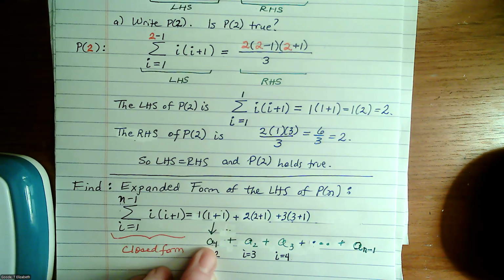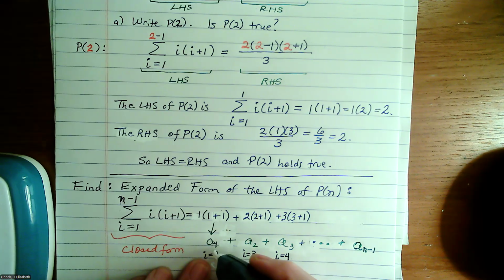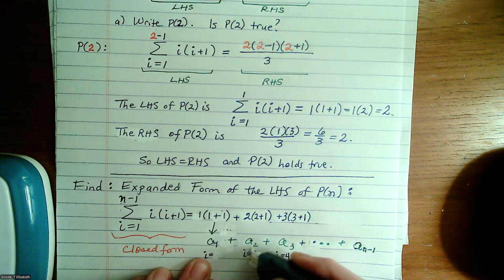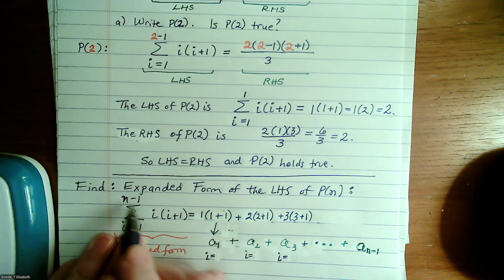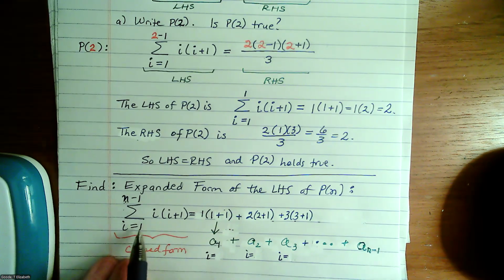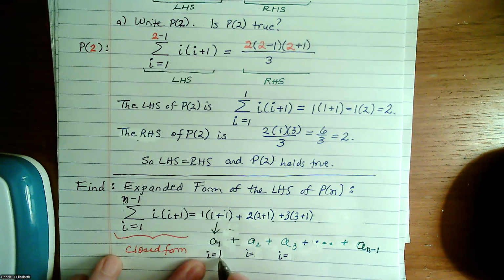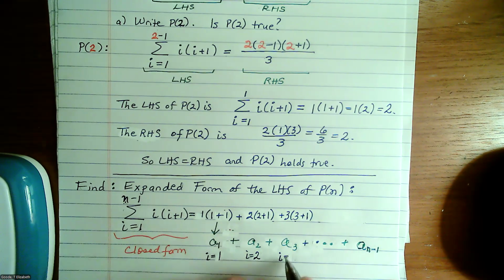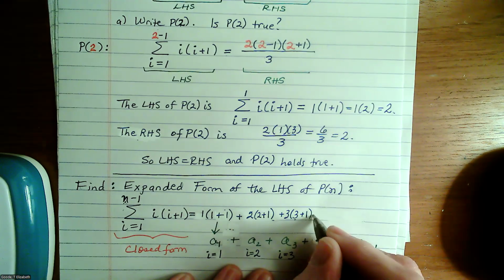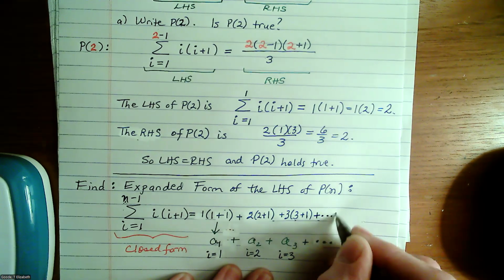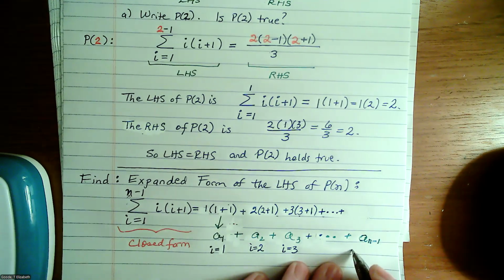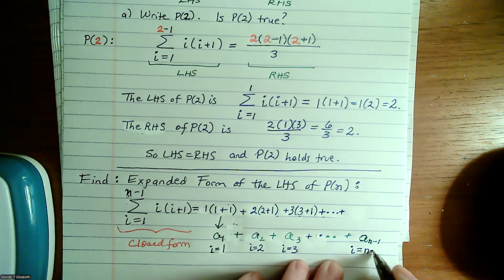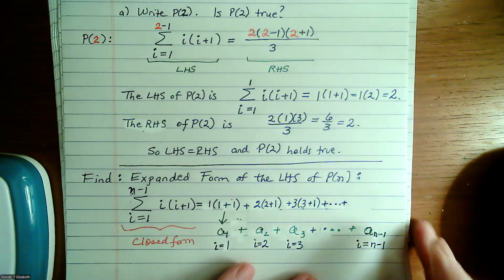Hang on, this isn't right. Sorry. This is not right. The lowest n can be is 2 because when i is 1, this is a sub 1. When i is 2, you put in 2 for i. When i is 3, we put in 3 for i. But the largest that we let i be is n minus 1. We don't let it go all the way up to n.